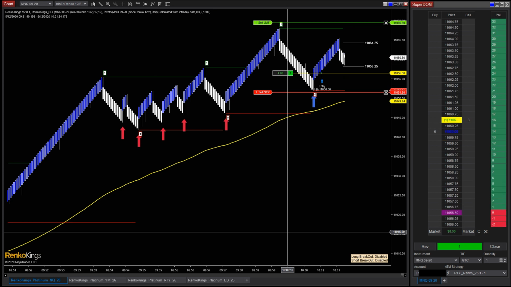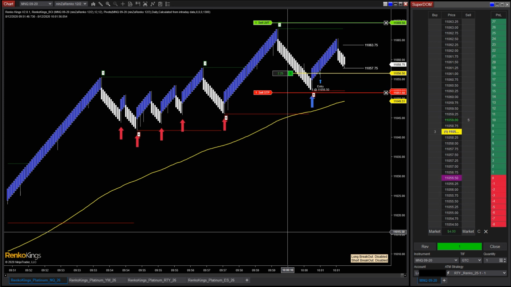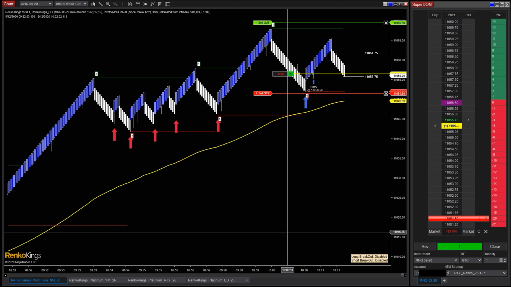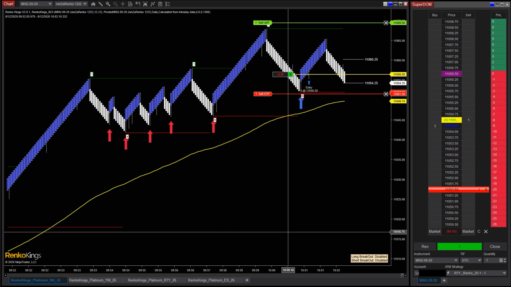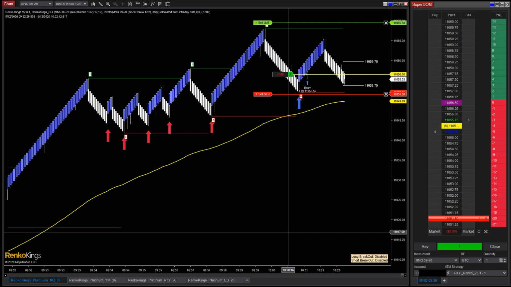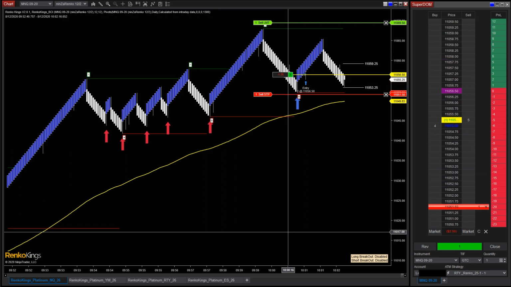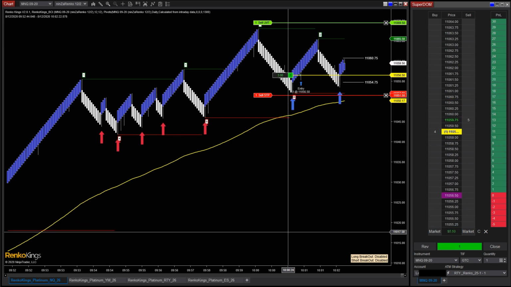MNQ trade alert. MNQ trade alert. MNQ trade alert. MNQ, buy signal 2.